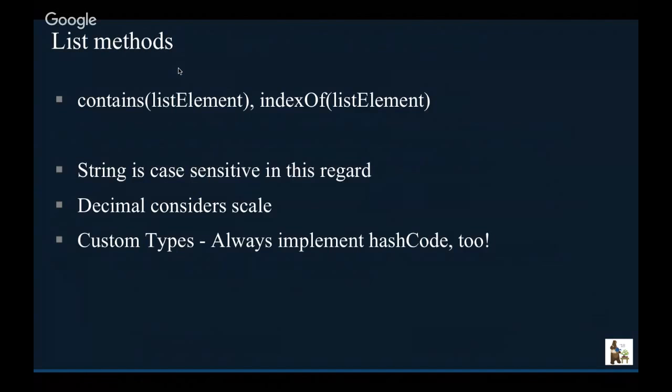There are a few interesting things about it. Strings are case sensitive in this regard. Just be careful about that. Decimals, if you have a decimal in code, that considers scale. So 1.0 is not the same as 1.00. Check to see if they're equal, so they are. And then if you have a custom type that you've defined, implement hashCode as well, the best practice in general, so that it will be consistent with the retrieval out of maps.